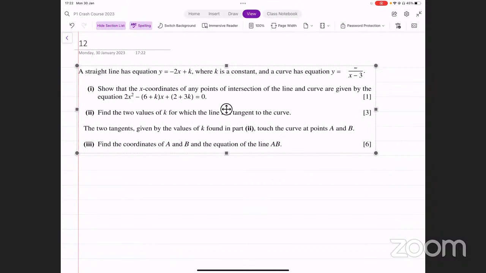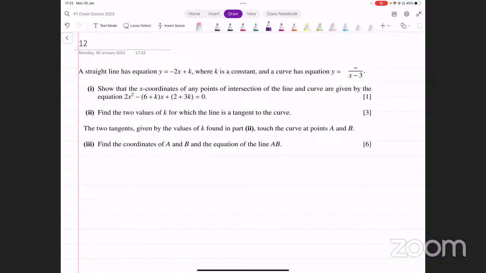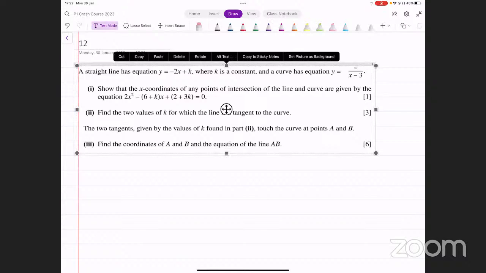Okay, so a straight line has equation y equals minus 2x plus k, where k is a constant, and a curve has this equation. Okay, so it did not copy correctly.